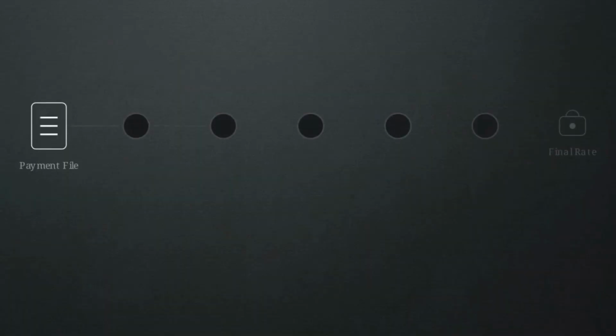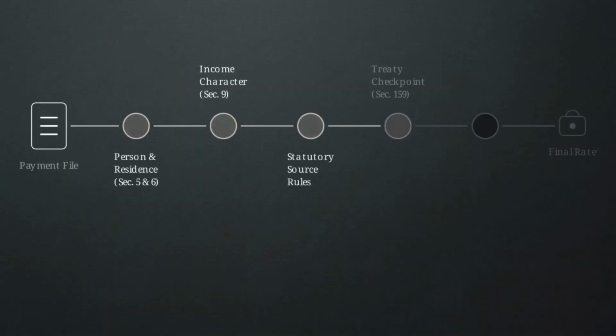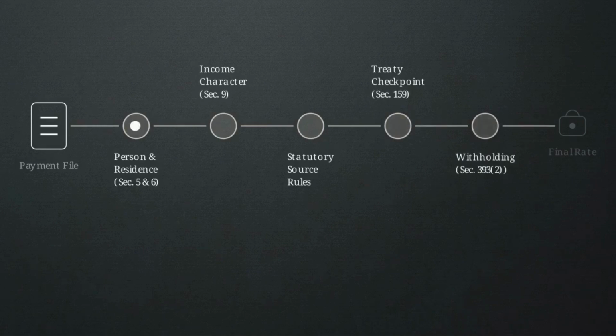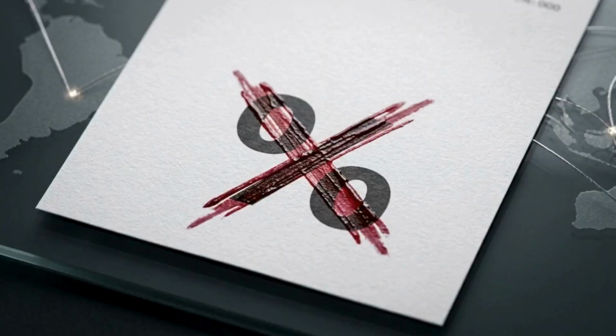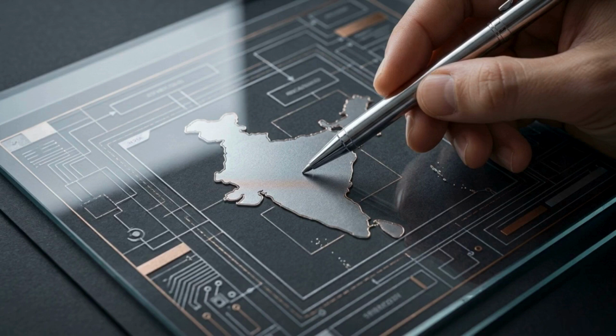This diagram shows the solution, a diagnostic sequence built on 5 strict gates. Every cross-border payment must pass through this architecture before a single rate is selected. A legally defensible decision doesn't begin by searching for a percentage. It starts by verifying whether India actually has the statutory right to tax the transaction in the first place.